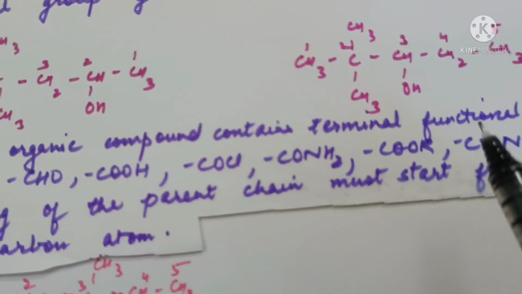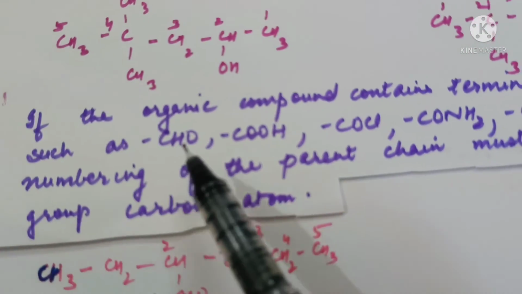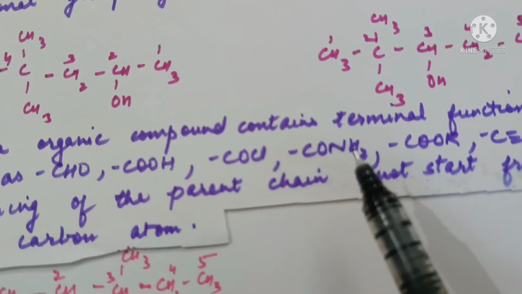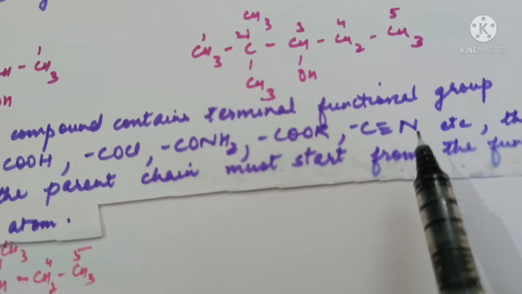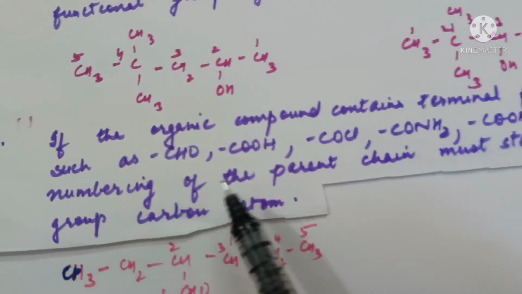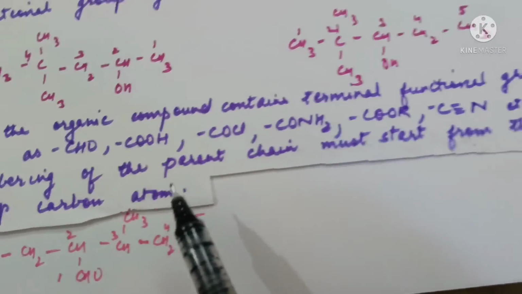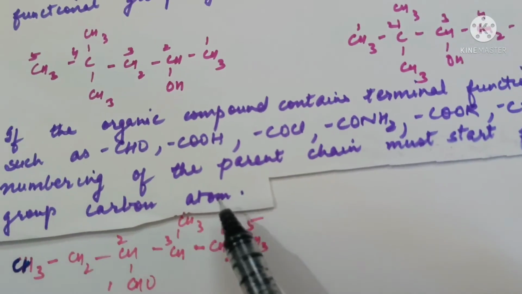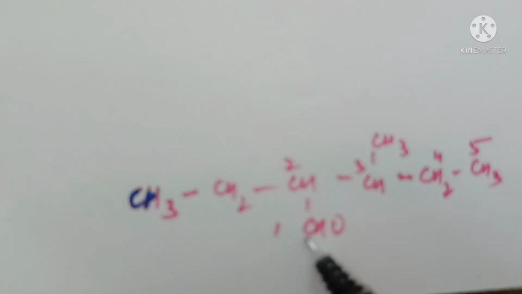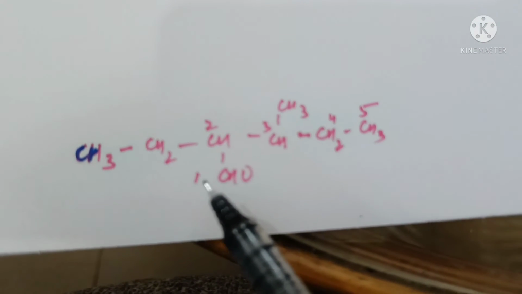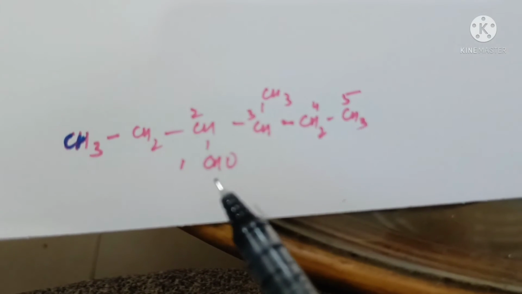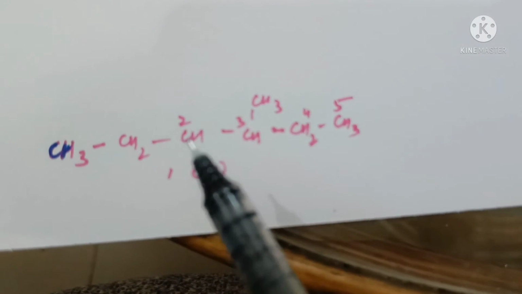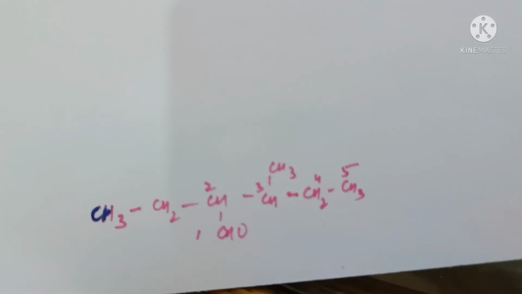If the organic compound contains terminal functional group such as CHO, COOH, COCl, CONH2, COR, CN, etc., the numbering of the parent chain must start from the functional group carbon atom. The chain will be numbered from this end, a chain of 5 carbon atoms. So the name will be 2-ethyl 3-methyl pentanal. No need to write the position of the carbon atom because it will always be at one position.